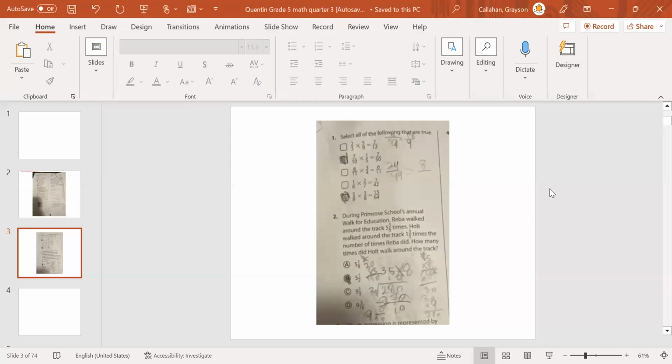Okay, so this is week 6, Thursday, and this is the homework assignment for Quentin for Math 5. Let's start with number 1. It says select all of the following that are true. So let's take a look at the first one, okay?